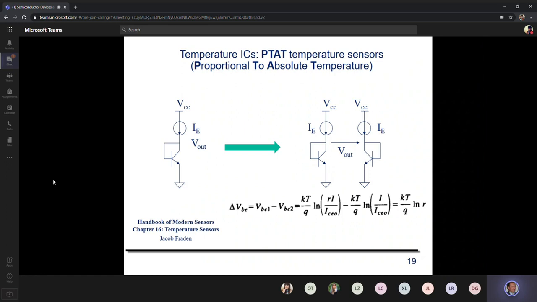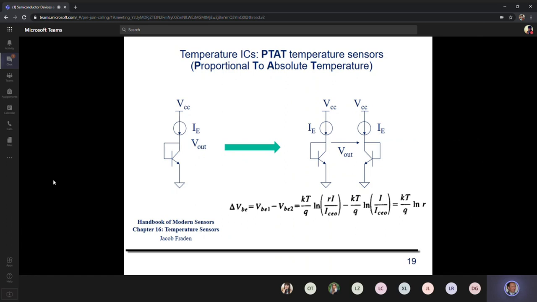Instead, if you consider the transistor on the right, there is only one of them, so what you have is minus kT over q logarithm of I divided by ICEO. Of course, ICEO is the same because the structure of all these transistors is identical. So simply it gets cancelled out in the logarithm.